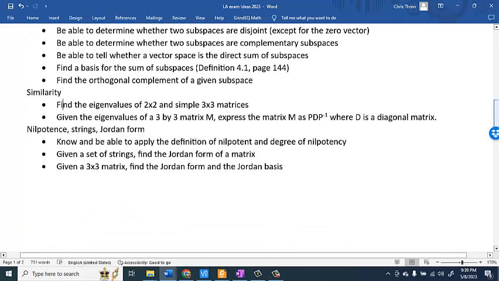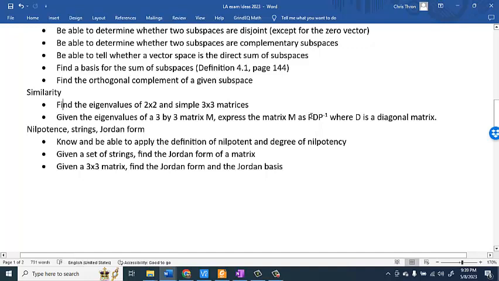Almost done. Similarity. You should be able to find eigenvalues of 2 by 2 and simple 3 by 3 matrices. Again, I don't really see a lot of purpose in your being able to do the long algebraic computation with 3 by 3 matrices. But you should be able to see some simplifications if there are simplifications, like I said, if you have lower triangular or block diagonal or something like that. Given the eigenvalues of a 3 by 3 matrix, express M as PDP inverse, where D is a diagonal matrix. Remember that D will have the eigenvalues on the diagonal, and P will be the matrix whose columns are the eigenvectors.